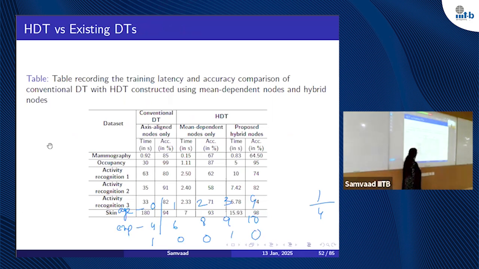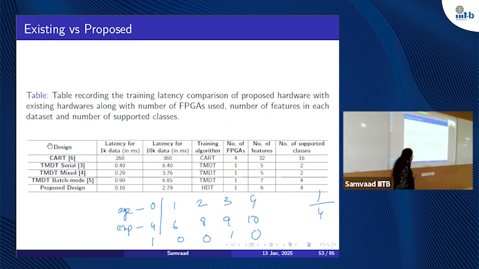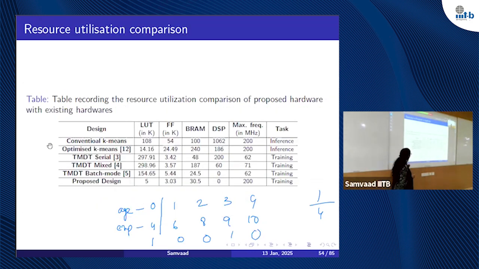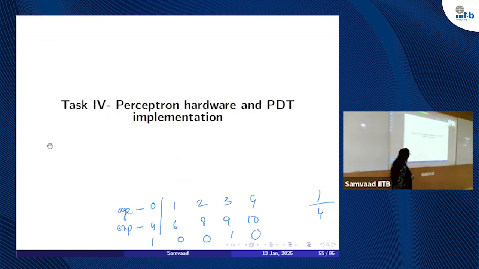Now I have tested it on 5 different data sets. This mammography and occupancy are from the previous one, and now activity recognition, whether you are running, sitting, standing or walking, that data set I also included this time, and I got good results as compared to the mean dependent nodes. This mean dependent node means TMDT, what TMDT would have given. TMDT took less time, but accuracy was less. My hybrid ones took more time, but accuracy was improved as compared to the previous algorithms. This is the latency comparison with the hardware, and this is my resource consumption.